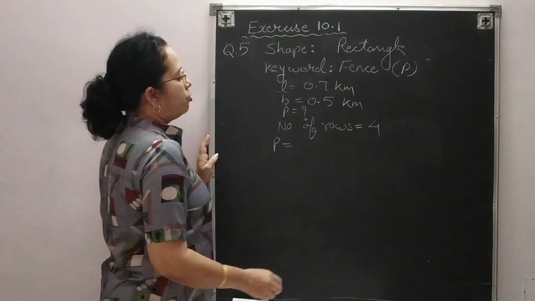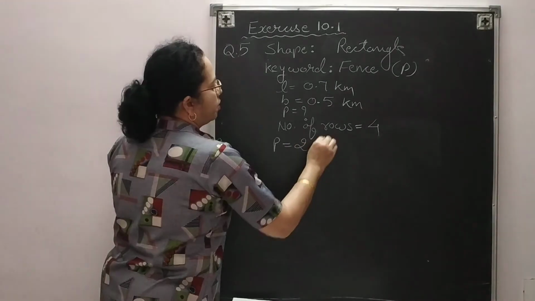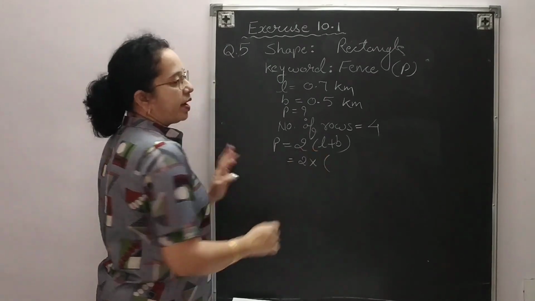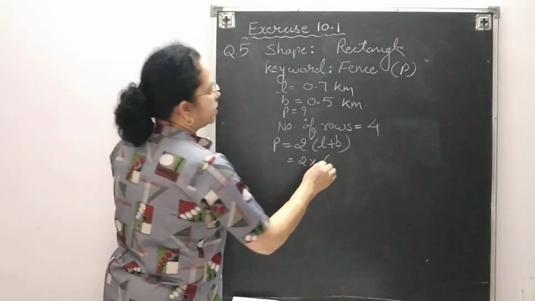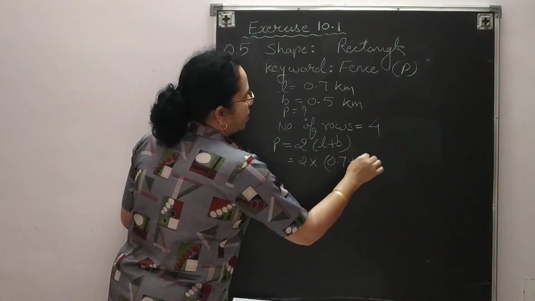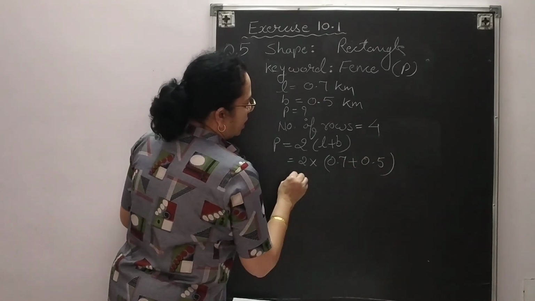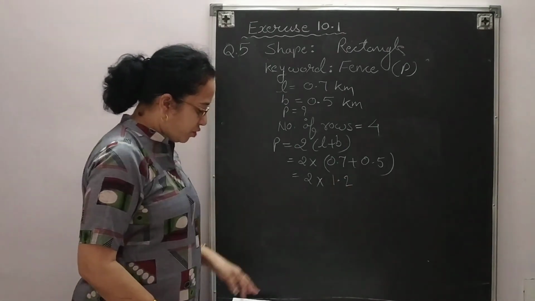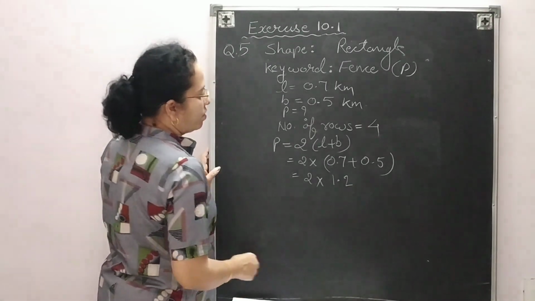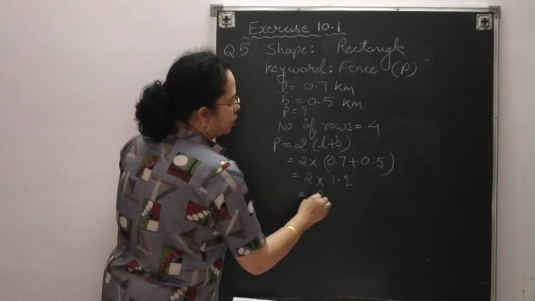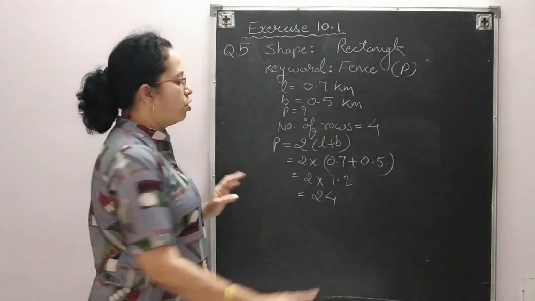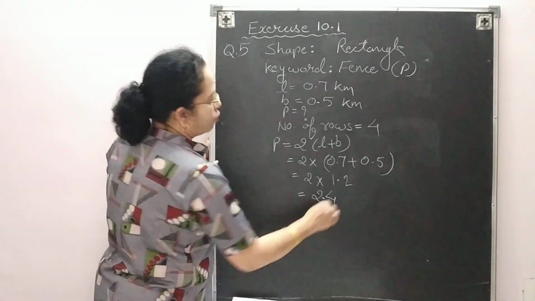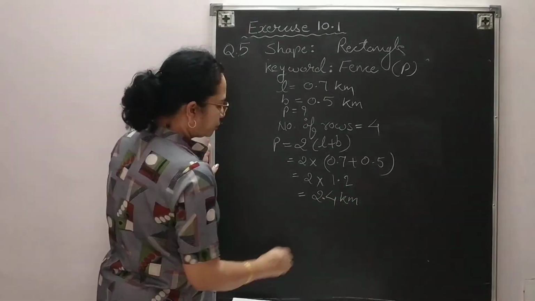So what is the formula for the perimeter of a rectangle? 2 in bracket L plus B. Substitute the values. Before bracket no sign is there. It means multiplication is there. So 0.7 plus 0.5. This will give you 1.2. 7 plus 5 is 12. And since decimal is there, this will be 1.2. Multiply by this. 12 into 2 is 24. 1 decimal place. So leave 1 digit and put decimal. So 2.4, your unit will be kilometer.